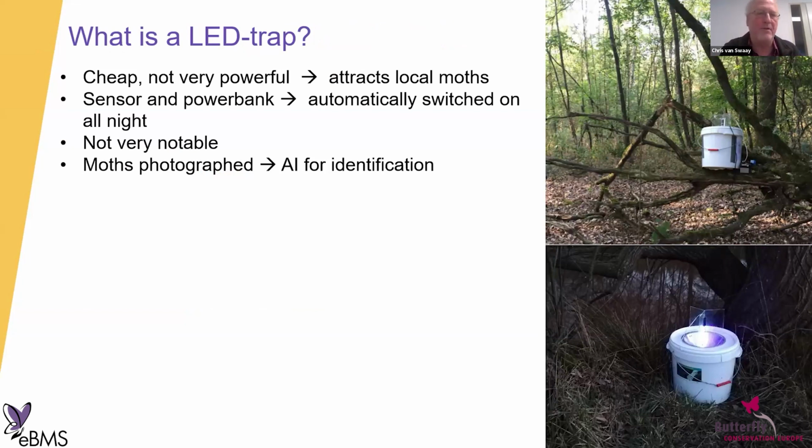It is not very powerful, which is principally a good idea because it attracts especially moths in the direct surroundings of the trap. We have done tests and it doesn't get very much further than 15 to 20 meters. That's more or less what your maximum attraction normally is. It works on a sensor and a power bank, so it switches on in the evening and switches off in the morning. Also, because the light is not very powerful, it's not very noticeable.